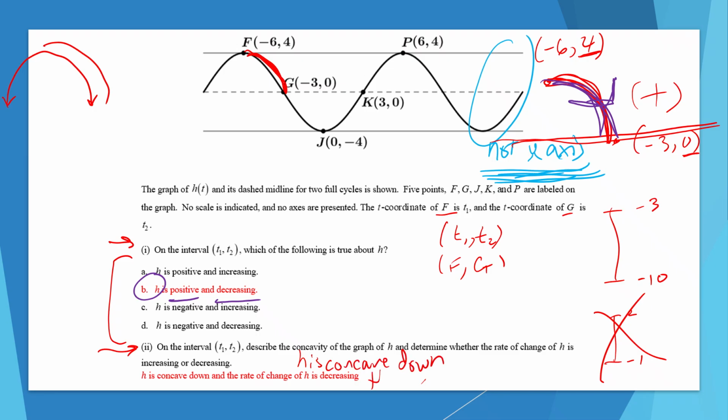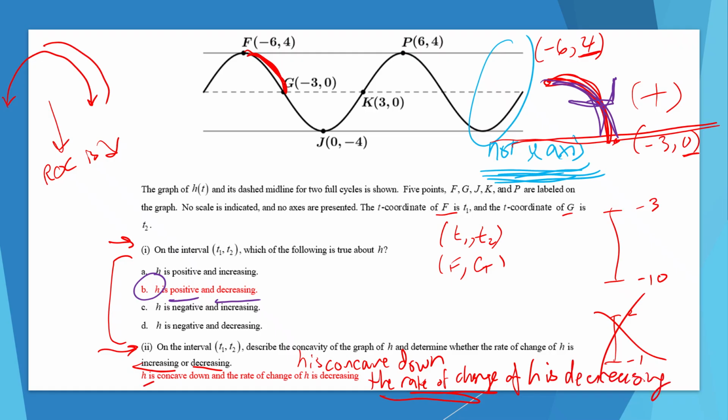And then I would say the rate of change of h is, and then you just want to say whether it's increasing or decreasing. But because it's concave down, we automatically know the rate of change is decreasing. So I'll write out rate of change of h is decreasing. That would be the perfect answer there, and that's what I have as my answer there.